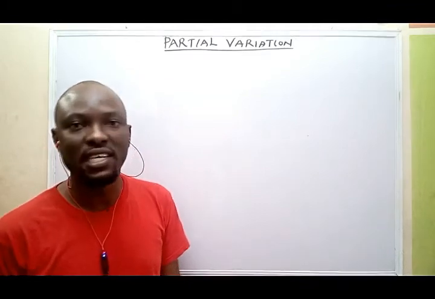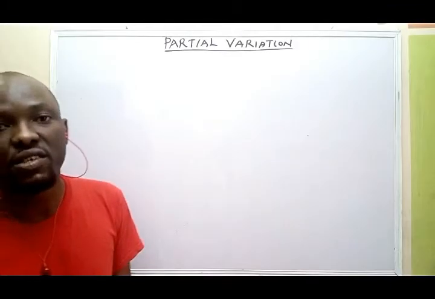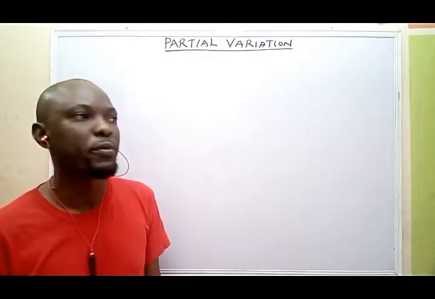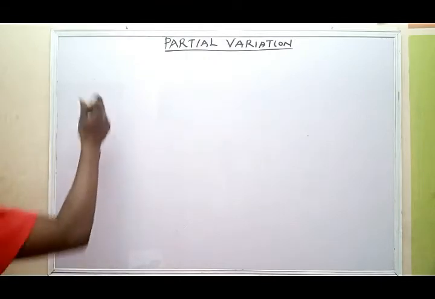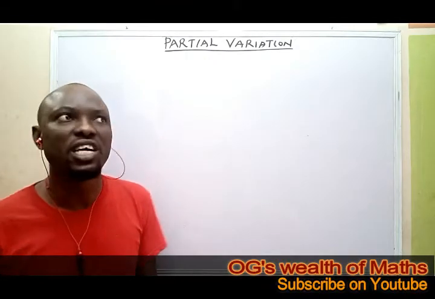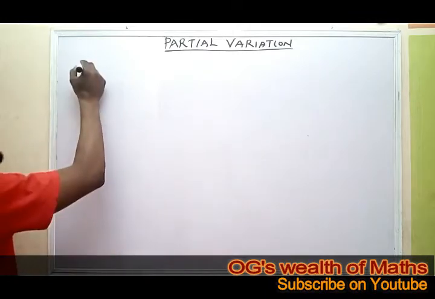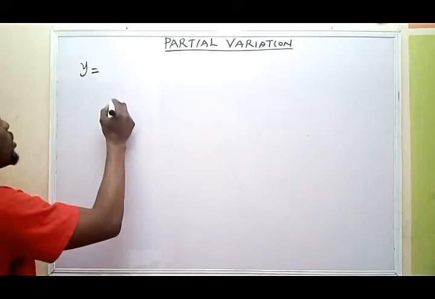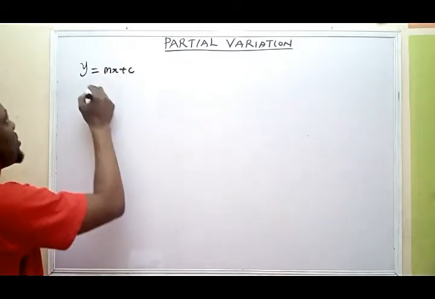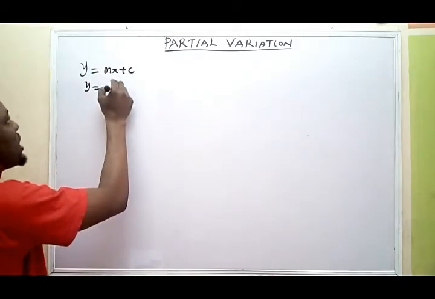I'm going to say that again. Partial variation exists when a variable is partly constant and partly varies with another variable. Now, in order to write a mathematical expression of partial variation, always remember the equation of a line, which is y equals mx plus c. I'm going to write it this way, y equals c plus mx.